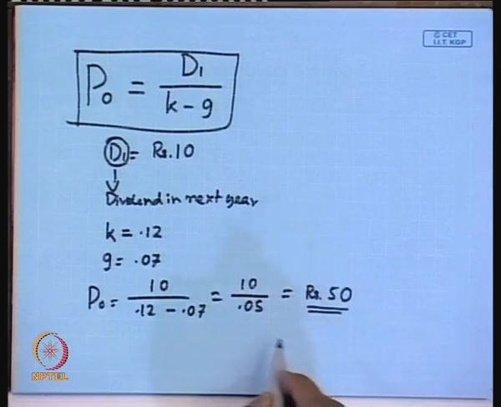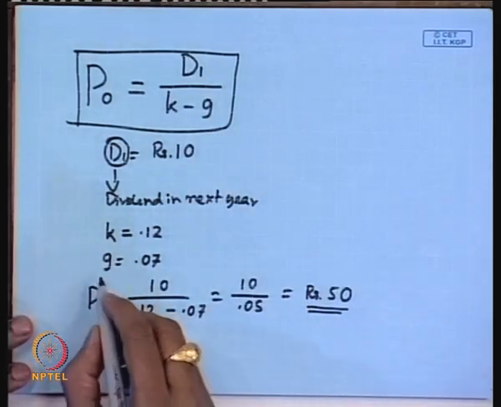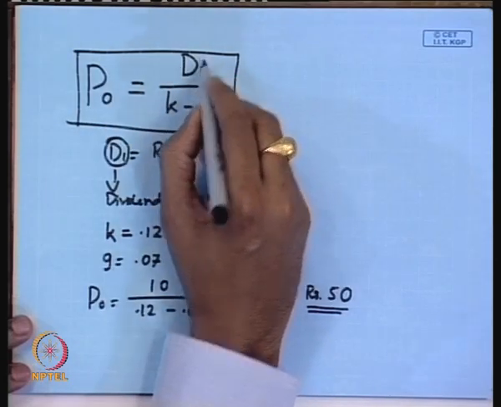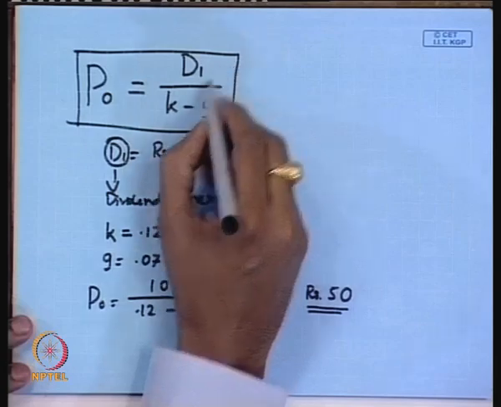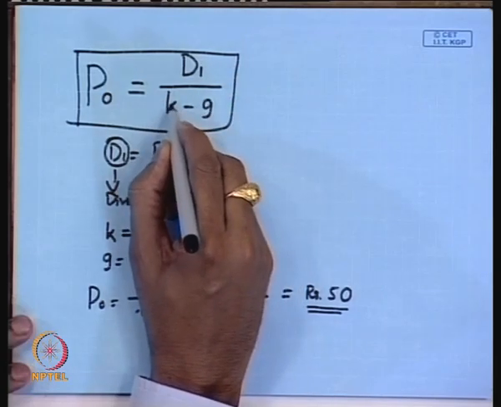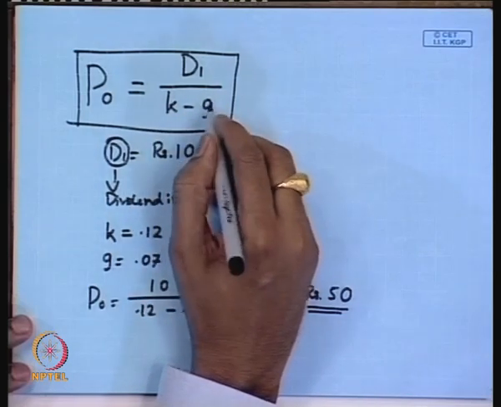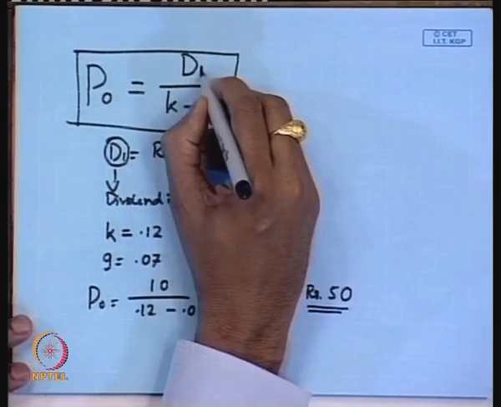Now the point to note here is that the price of a stock depends upon the expected dividend of the next year in the numerator, and it also depends upon the denominator, that is, the cost of capital, the expected return of the equity investors, and also the growth rate in the dividend.